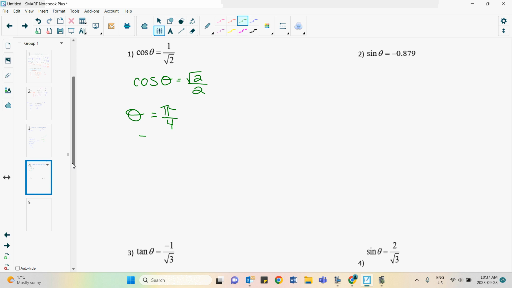All right, but you guys told me there's another answer. There's another place that cosine is a positive root 2 over 2. You said it was in quadrant 4. Where is that located? 7 pi over 4. So you need both answers for this to be correct. This is grade 11. We did this in grade 11. We just didn't do it with exact values on the unit circle.